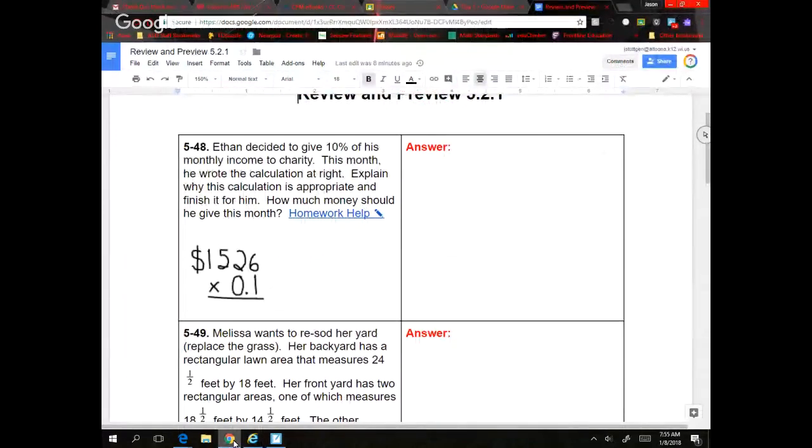Here are the answers for 5.2.1. First one, they had the problem set up for you. All you really have to do is kind of finish it. So I'm going to rewrite it up here just so I have more room.